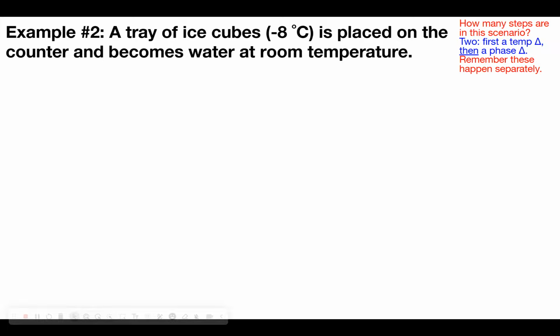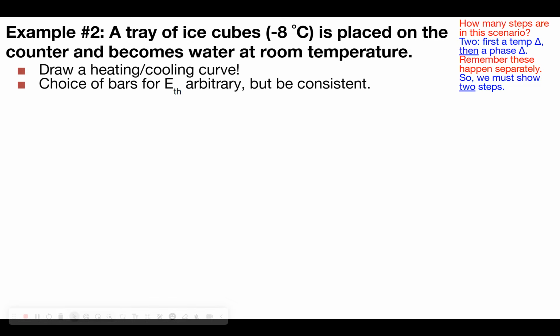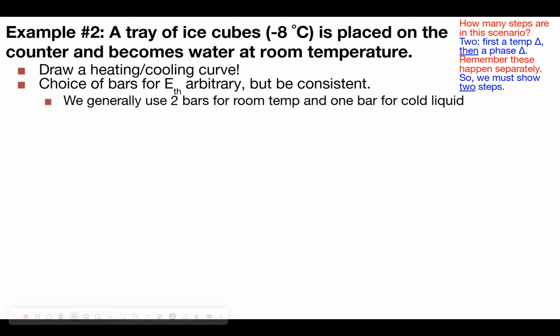So remember, these happen separately. That's a really important concept. And we need to show this in 2 steps. First, draw yourself a heating and cooling curve before you do your bar graphs. The choice of bars for thermal energy is arbitrary. Just be consistent. Generally, we'll use 2 bars for room temperature and 1 bar for cold liquid, but you can modify that as needed. -8 degrees Celsius should be less than 1 bar. Technically, you can use 1 bar. I like to use half sometimes, but just try it again to be clear.